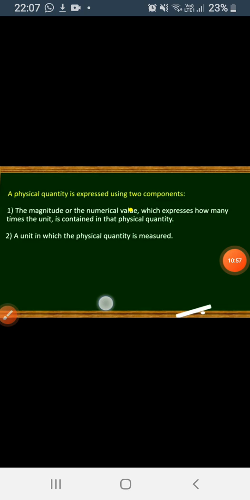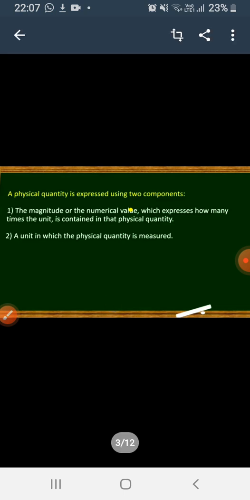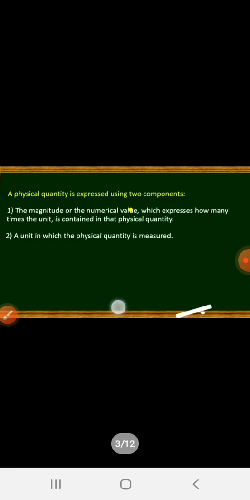Now, a physical quantity is expressed using two components. First is the magnitude or numeric value, which expresses how many times the unit is contained in that physical quantity. And second, it depends upon the unit in which the physical quantity is measured. I hope it is clear to you.